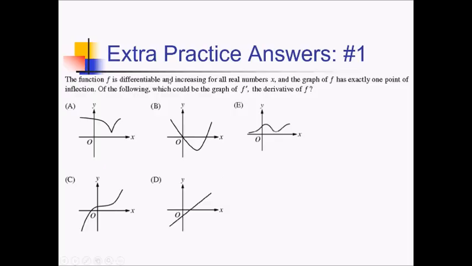On this problem, we're told that a function f is differentiable and increasing for all real numbers x, and the graph of f has exactly one point of inflection. We want to know which of these is going to be f prime. So we've got a few clues here.